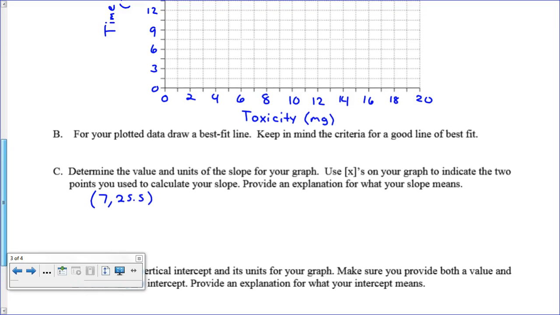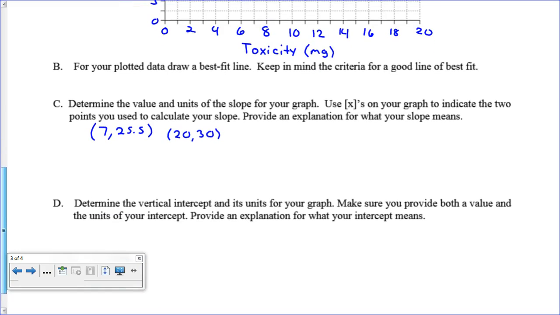And then the other point is 20, 30. All right, so then the next thing we need to do is rise over run. So the rise here, it looks like it went up by 4.5. And the run is 13. So go ahead and calculate what that is.